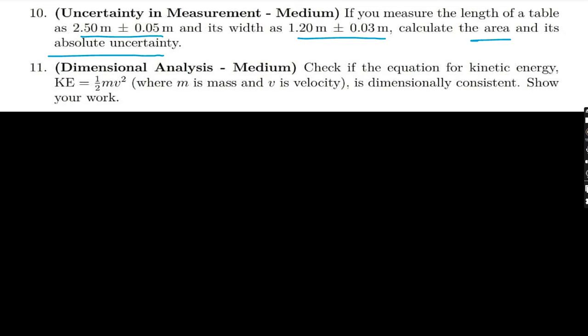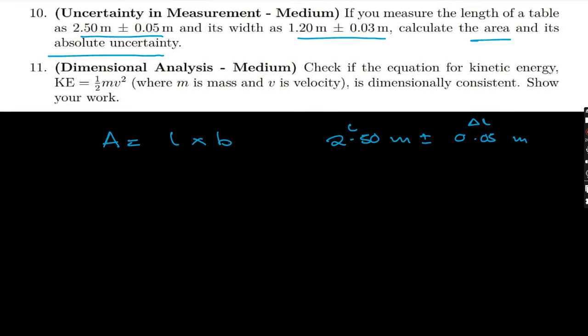The area is given by length times width. When you see a number in this form, we have 2.50 meters, plus or minus 0.05, and we have been told to say this is our length. That means this is the length and this is the delta L, which is the uncertainty in length. That's how we call it.